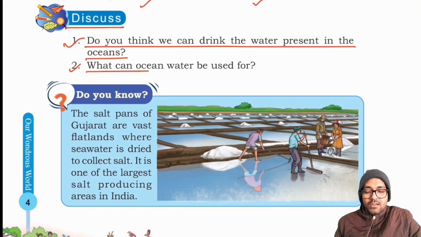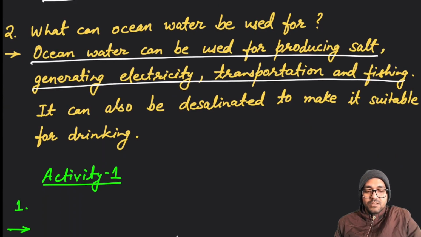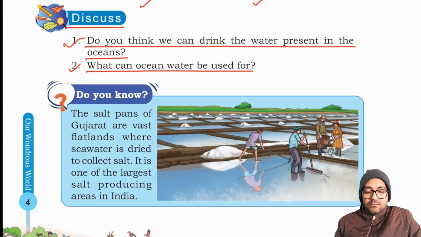2. What can ocean water be used for? Answer. Ocean water can be used for producing salt, generating electricity, transportation and fishing. It can also be desalinated to make it suitable for drinking. Do you know? The salt pans of Gujarat are vast flatlands where seawater is dried to collect salt. It is one of the largest salt producing areas in India.